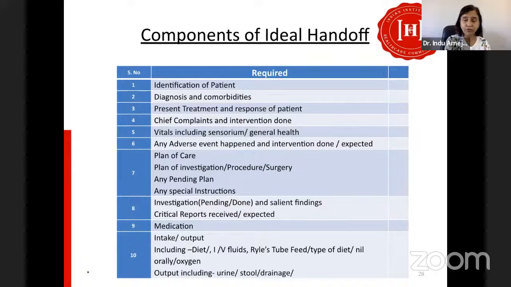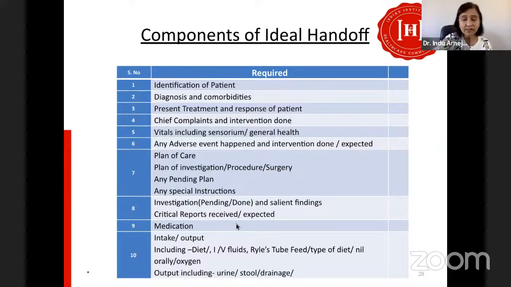In case investigation reports have come, you need to talk about those reports. In case you have sent the sample, then what you are expecting and when you are expecting and how they are supposed to be collecting it. Any critical reports received or expected also need to be part of the handoff. Then the present medication that you are giving. Besides that, intake and output, including diet, IV, in case of Ryle's tube, then Ryle's tube, type of diet or nil orally. In case on oxygen, then talk about oxygen, what is the quantity of oxygen you are giving. About output, we need to talk about the urine, stool, and the drainage.